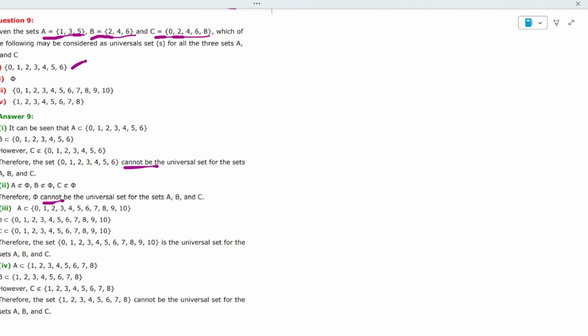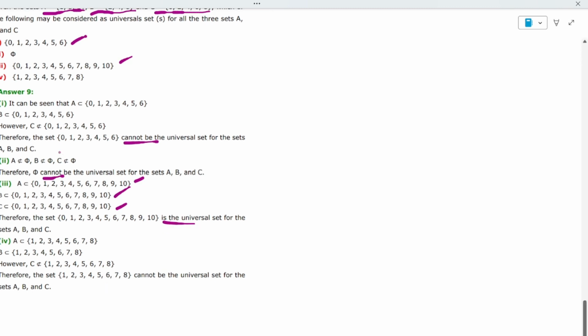Now let's see the third question, that is they have given 0, 1, 2, 3, 4, 5, 6 up to 10. Now all the sets are subsets. See, all are the subset of 0, 1, 2, 3, 4, 5, 6, 7, 8, 9, 10. So it is the universal set.